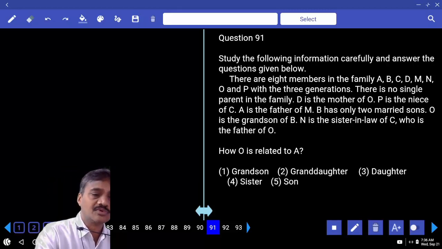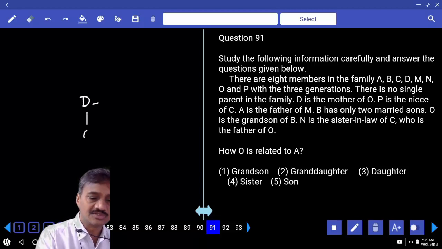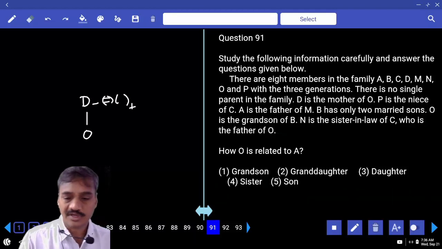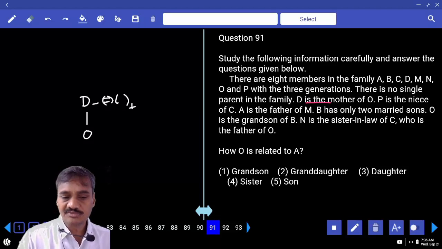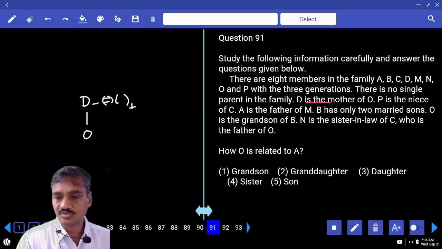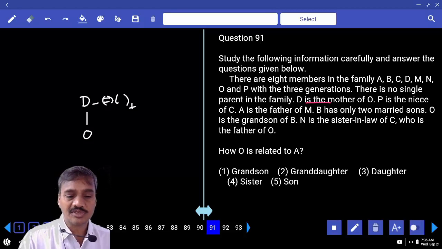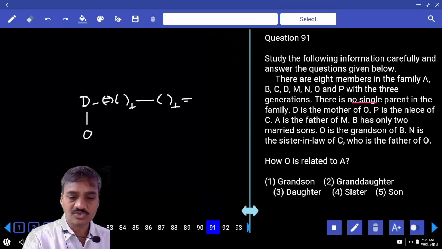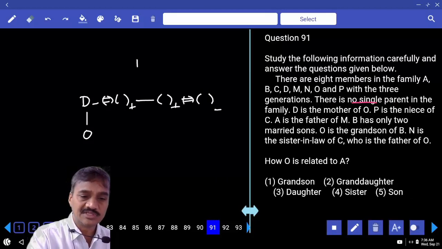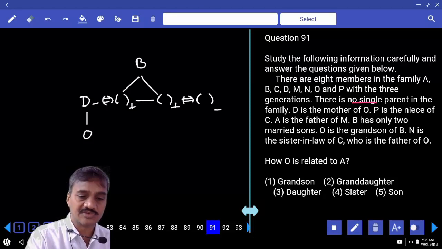D is the mother of O, which implies that D is the mother of O and this D got married to someone and that person is also alive. And another parent is a single parent. And D is the mother of O and P is the niece of C. A is the mother of M and B has only 2 married sons. Now B is having only 2 married sons, isn't it? One more, and this B is having 2 married sons. Hence, where should this be? B is at this place, the parent of this one. This person is having 2 children.